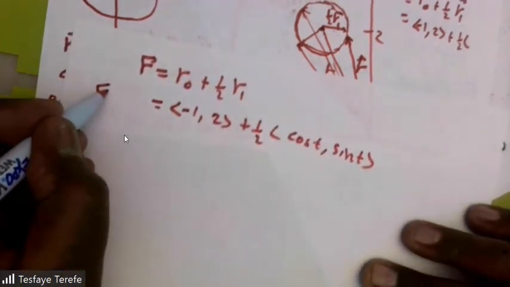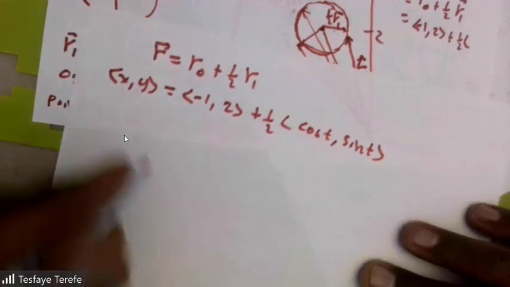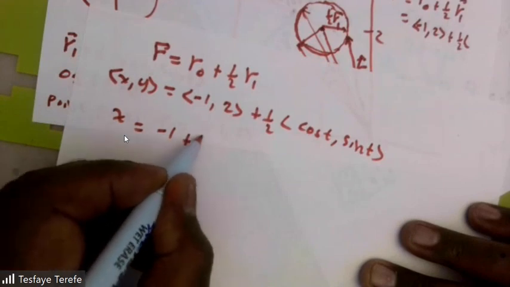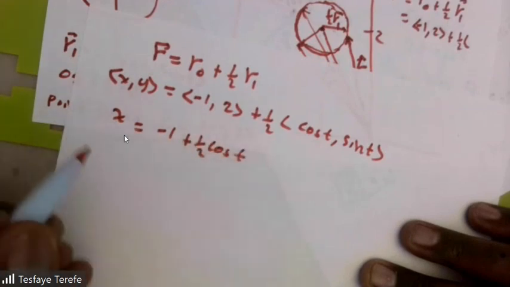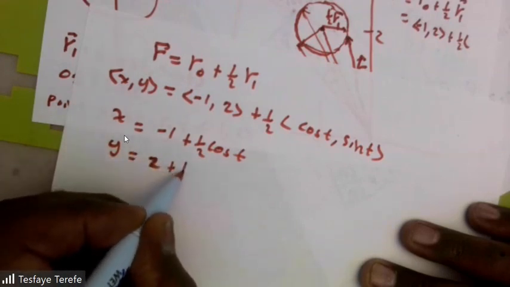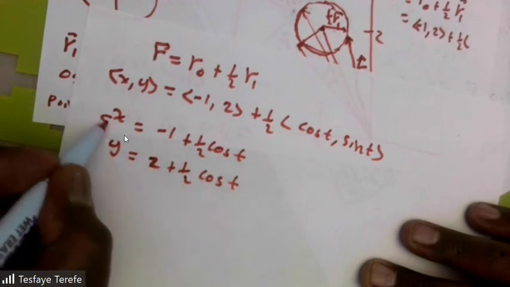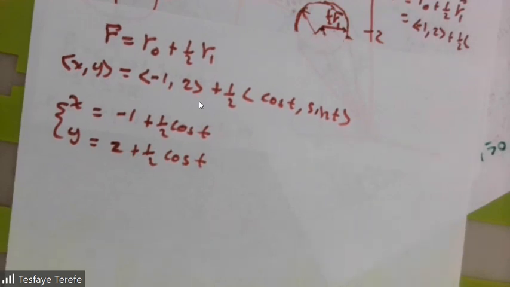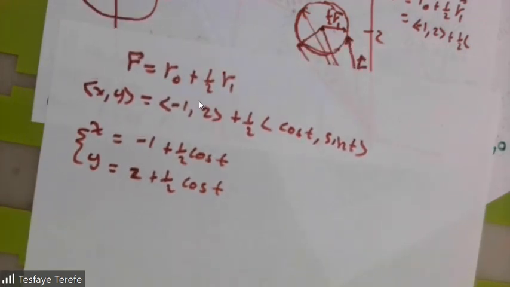Well, this has components x and y. So the x component is going to be -1 plus 1/2 cosine of t. And the y component is going to be 2 plus 1/2 sine of t. So this is really the parametric equation of the circle centered at the point -1, 2, and having radius 1/2. So this is how we do parameterization, and we might be required actually to do a lot on this.